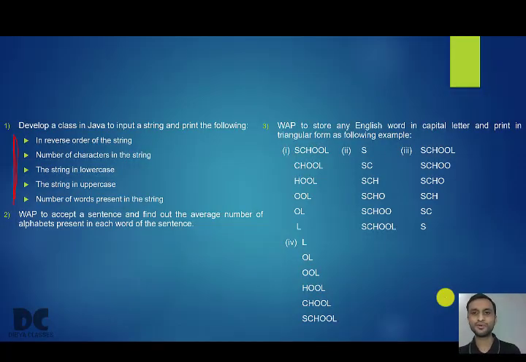Write a program to store any English word in capital letters and print in triangular form as in the following examples. So for example, if you're taking school, in this pattern, see the first letter is being deleted. S was deleted, CHOOL was there. C was deleted, HOOL was there. H was deleted, OOL was there. O was deleted, OL was there. O deleted, L was there.